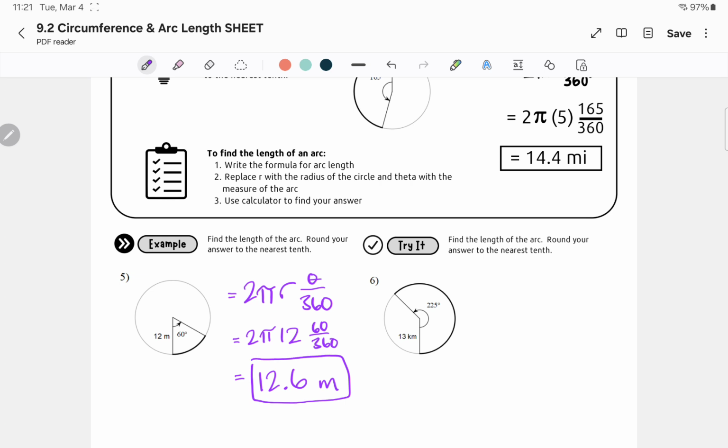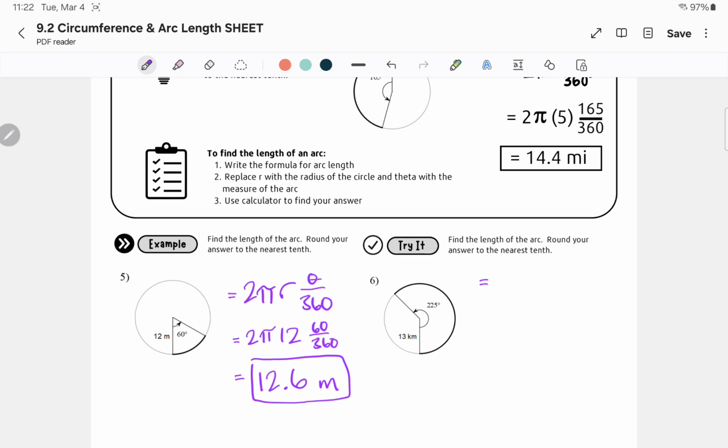Or you can also do 2 times 12 in your head, so you know it's 24 times pi times 60 divided by 360, however you want to do it. I would just put all the numbers in the calculator, let it solve it for you, and then you have your answer. So go ahead and try number 6 on your own.